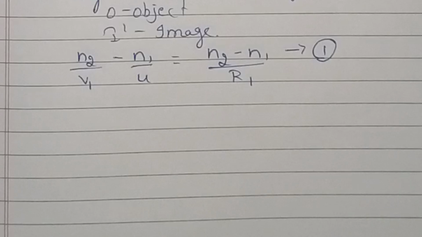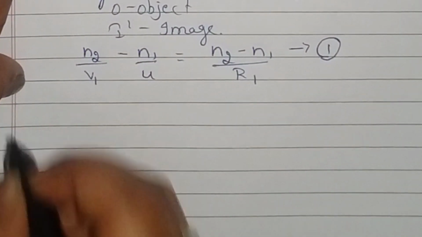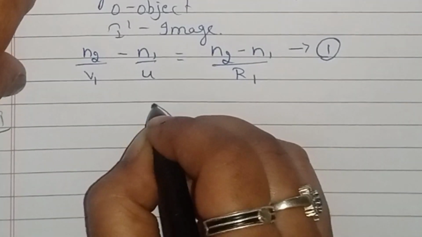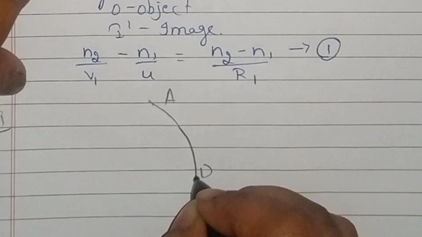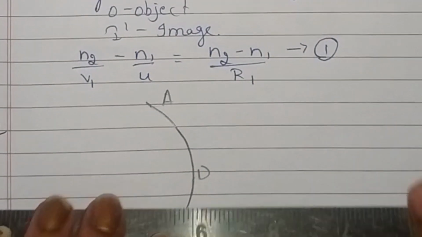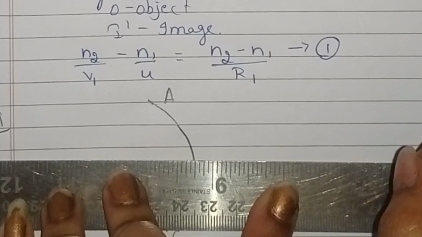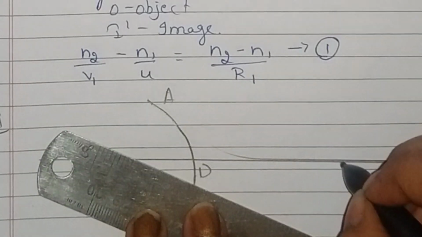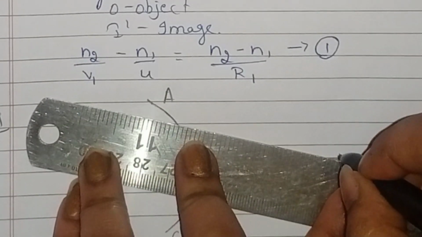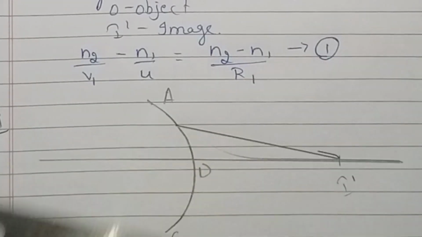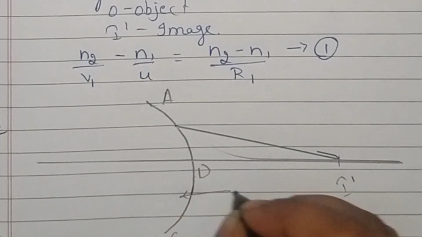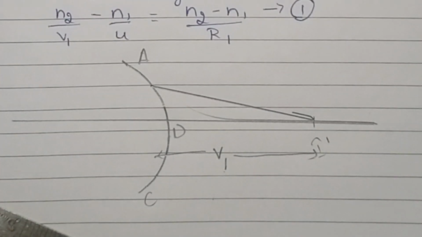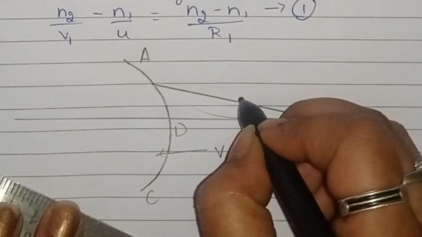Now for the second surface, it is ADC. If we take ADC, we have to draw a principal axis first. After that, here I dash is the virtual image. I dash is already formed, at a distance of V1. So this V1 is now going to be the object distance. I dash is the virtual image.